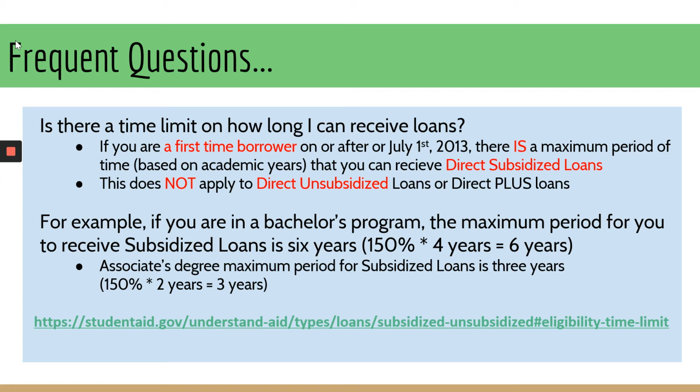Now, for example, if you are following a bachelor's program that typically is a 4-year program, they'll give you an opportunity to be considered for aid for 6 years. So, in essence, 150% of the allotted time that it would take you to finish that one degree.